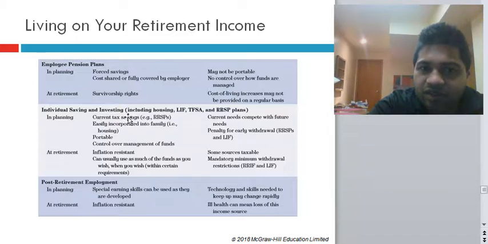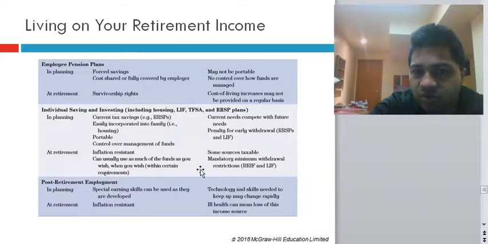Individual savings and investing, so you are taking control. In planning, you can invest in RRSPs, easily incorporated into the family, portable, with control over management of funds. At retirement, it is inflation resistant. You can invest it to earn more than inflation, and can usually use as much of the fund as you wish when you wish.